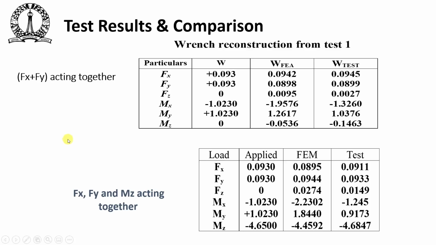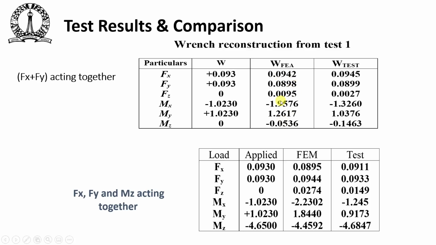So for example, if you apply Fx and Fy of this value 0.093, 0.093 and so on, and similarly some Fy, Mx and My, which are these two values, we can do a finite element analysis and find out what should be the leg forces, okay, which are these. And then, from the leg forces we can compute what should be the forces and moments which the device is measuring.